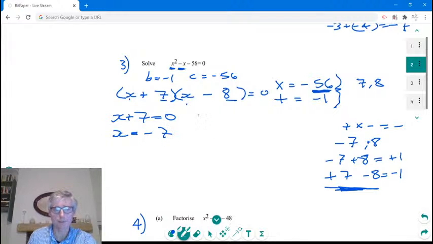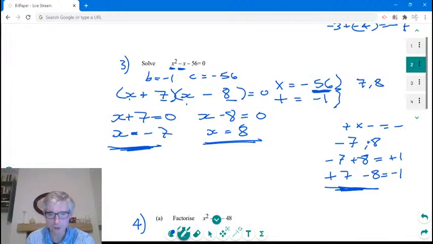And from the other bracket, x - 8 is another alternative, and that's equal to 0. And the value of x which would make that true would be that x is equal to 8. So there are solutions for that one. So I'm going to move on there.